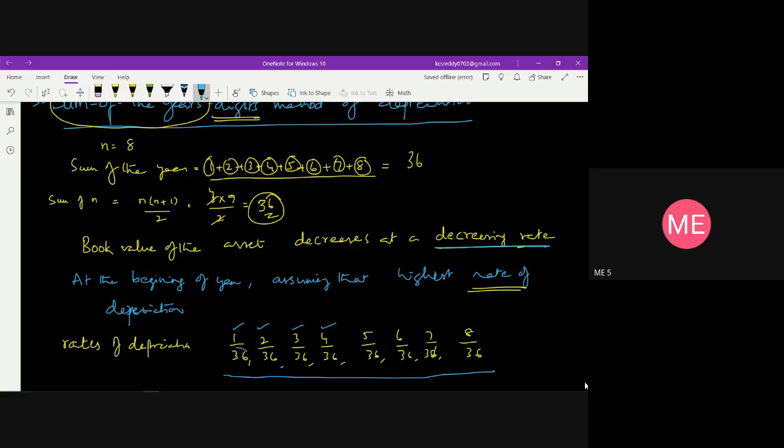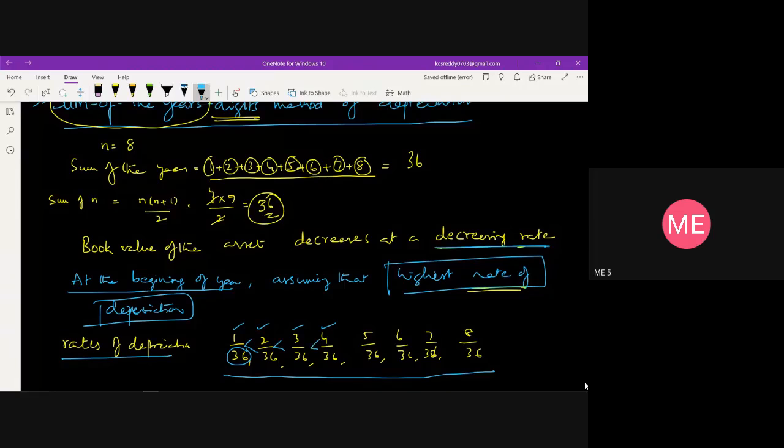Means the denominator is the sum of the years. But when I'm assuming it's at the beginning of the year, the highest rate of depreciation is to be taken. So which among these is the highest rate of depreciation? This will be taken as 8. So this will be the beginning rate of depreciation.